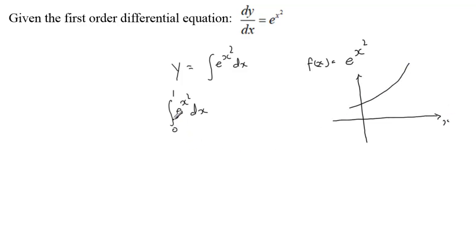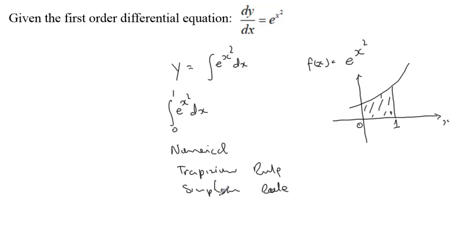So if you wanted to integrate it here, you would basically be talking about the area between 0 and 1, which is the shaded area here. So in that case, we would want to evaluate the integral this way. We know what to do here. We would use numerical methods. In this case, we're talking of what we call the trapezium rule. You would also use Simpson's rule, and so on, other methods.